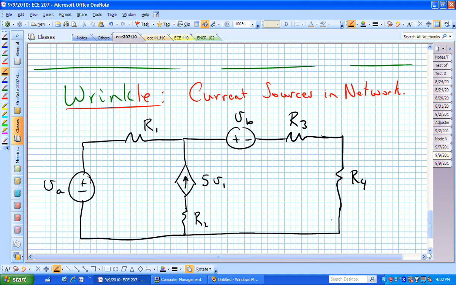I'm actually not even done specifying the circuit, because if I have a dependent source, you have to be told where that dependency is, or where V sub 1 is. In this case, let me define V sub 1 to be plus V sub 1 minus, a voltage drop from left to right across R sub 1.